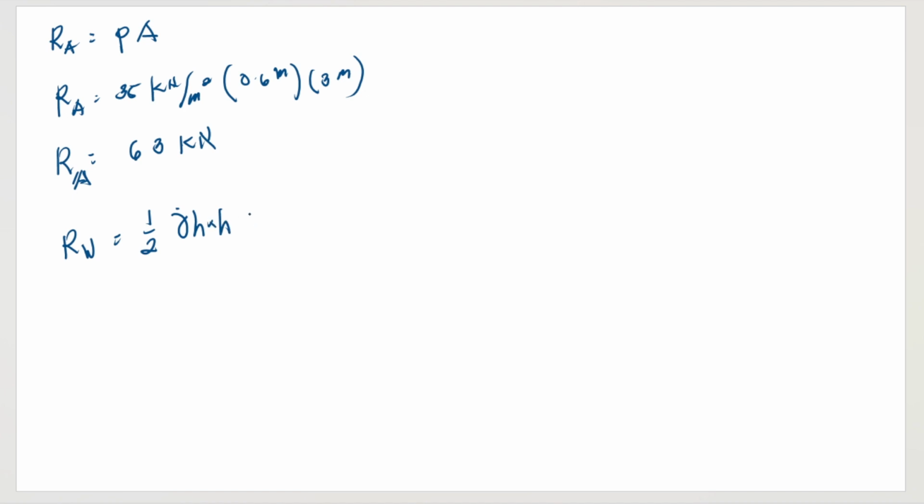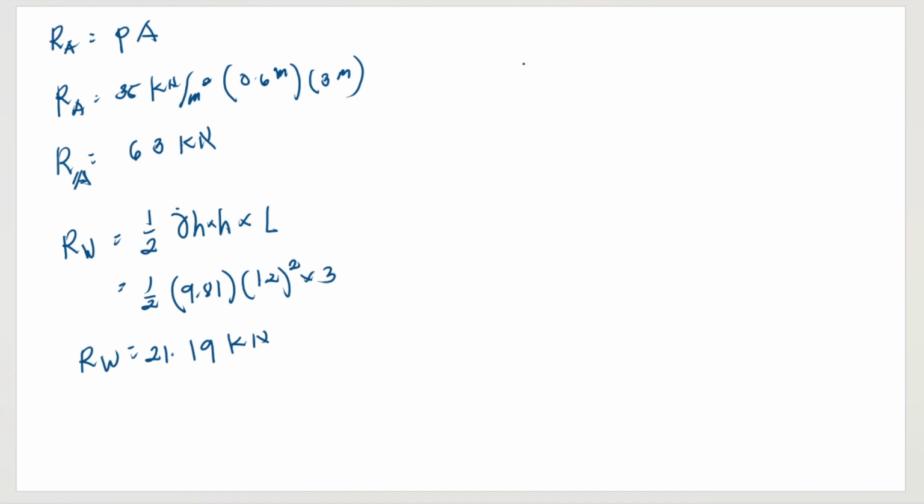Since we are dealing with per unit length, times natin sa length na binigay, which is 3 meters. That is 1/2 times gamma 9.81 times H squared, so that is equal to 1.2 meters squared times 3 meters. So, will give us the answer na 21.19 kilonewton. Okay. So, we have the R sub A and R sub W.